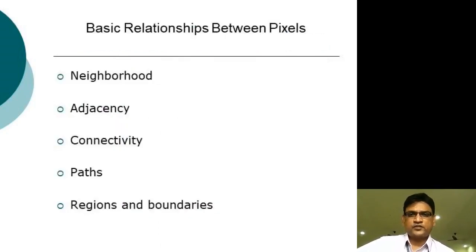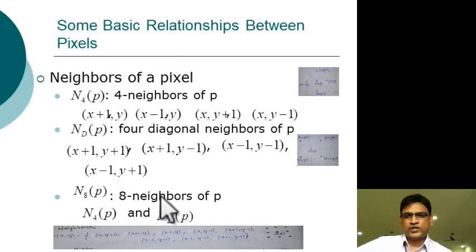Next is the basic relationships between pixels, and this is very important for understanding the relationship between the pixels: neighborhood, adjacency, connectivity, paths, regions, etc. Neighborhood. We have three different types. One is the four neighbors, the diagonal neighbors, and then the eight neighbors.